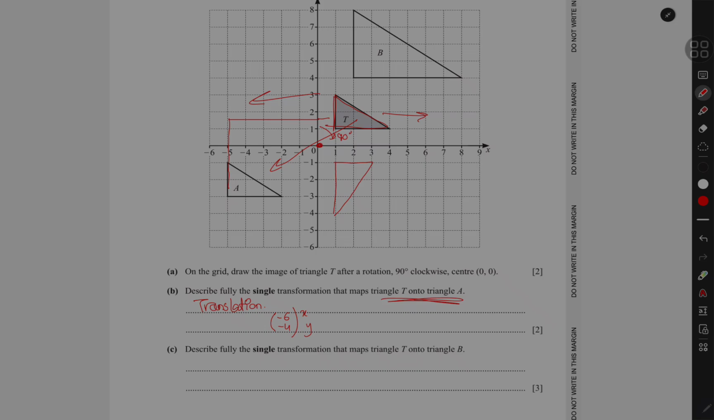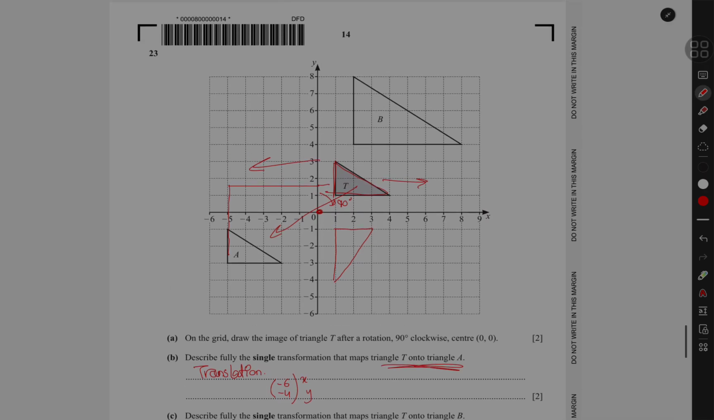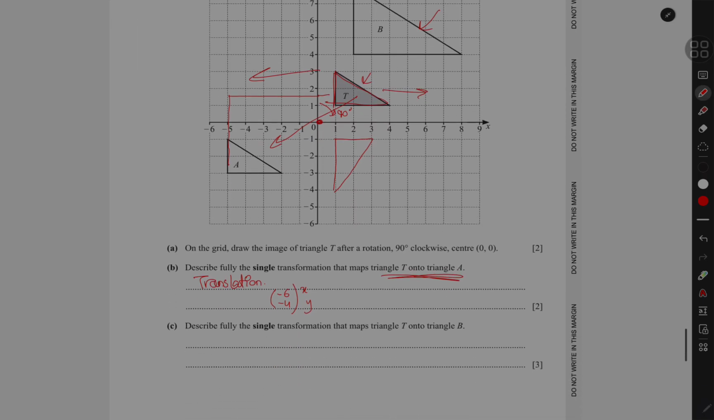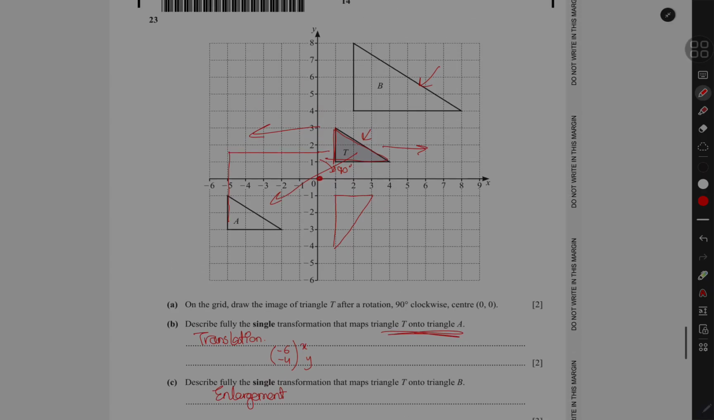Describe fully the single transformation that maps triangle T onto B. So this one is known as enlargement. This one is smaller, this one is bigger, B got bigger, so that is called enlargement. Now we have to determine what the scale factor is and what the center of enlargement is.